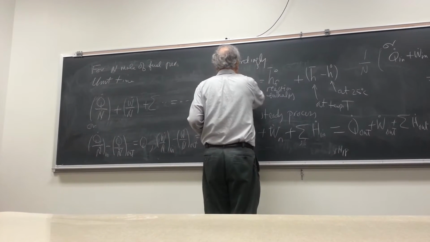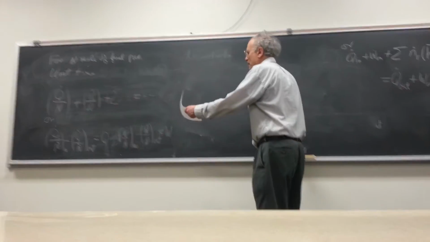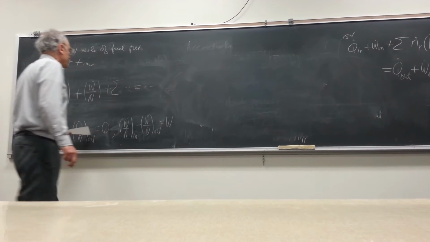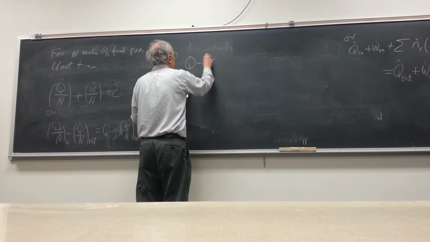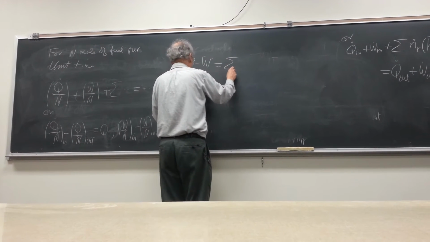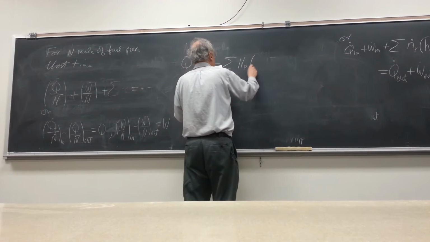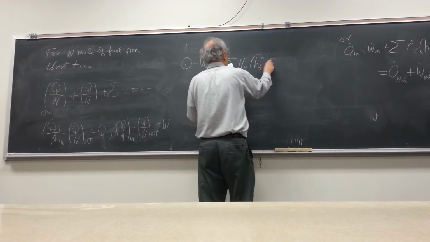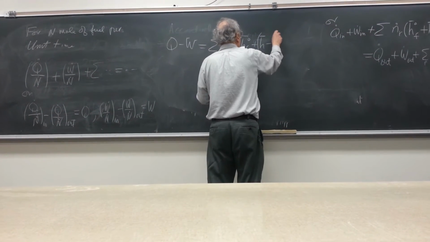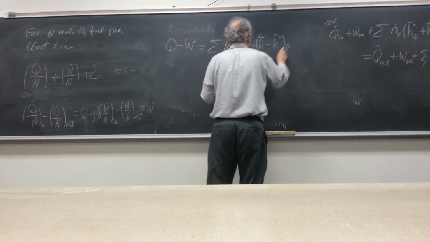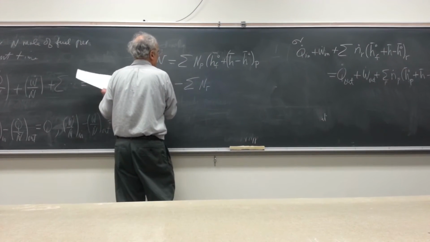And then if we make this change of this formulation to simplify the formula, we're going to have Q minus W equal to the summation of N product H, minus N reactant H. You bring the reactant from the left side to the right.